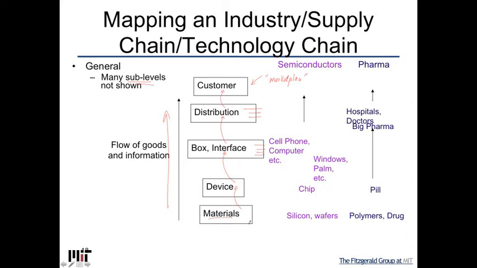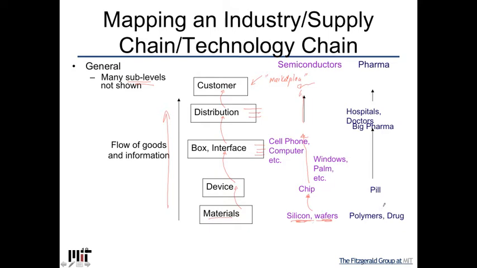So, give the example here in semiconductors in purple, where you have metallurgical grade silicon, which is made into silicon wafers, and then, as we've mentioned before, chip. And then you've got all these other technologies that end up going in. You end up with it inside a box, and it gets distributed, and in this case, to a person.